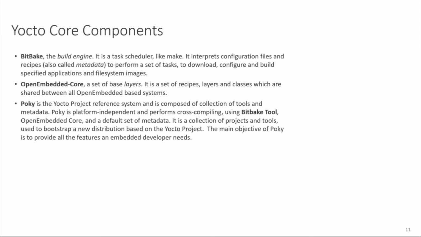Basically, there are three main components of Yocto: Bitbake, OE Core, and Poky. Bitbake is the build engine of Yocto. It is a task scheduler similar to GNU Make. It interprets configuration files and recipes to perform a set of tasks to be run in parallel, to download, configure, and build specified applications and file system images.